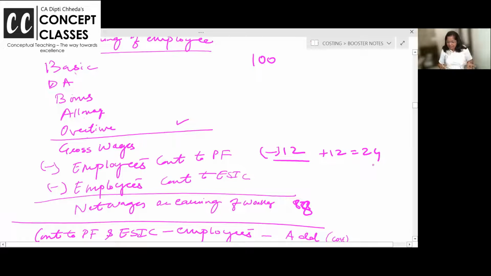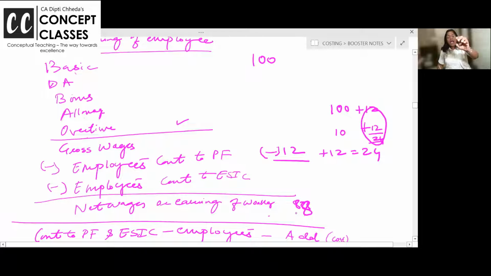I will re-explain if you want. I paid 100 rupees and 12 rupees in the PF. The employee got 100 rupees, and 12 rupees he also contributed. So how much went to the PF? 24 rupees. And how much did the employee get in hand? 88. Though I have paid him 112, 12 rupees went to PF.